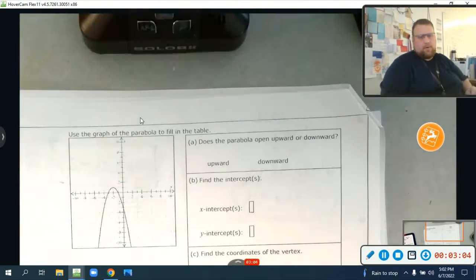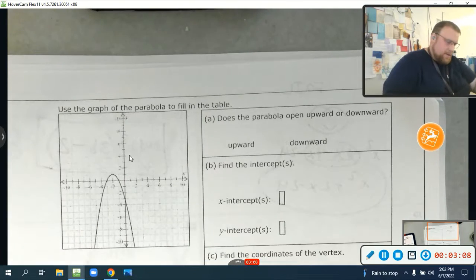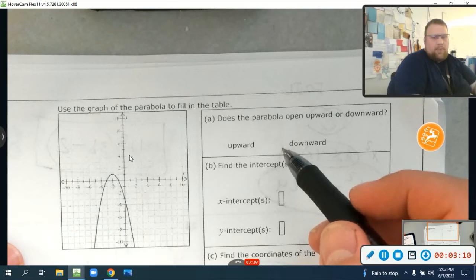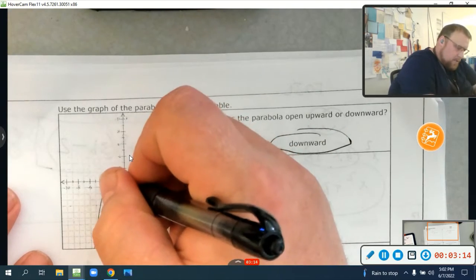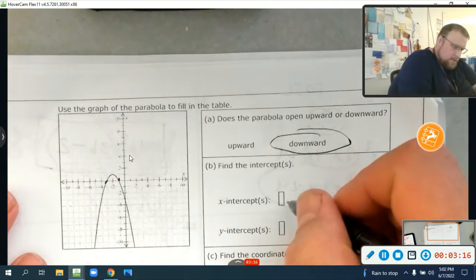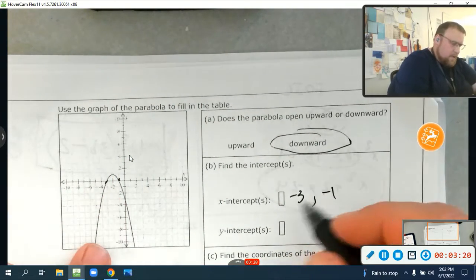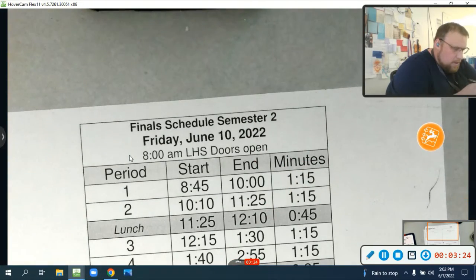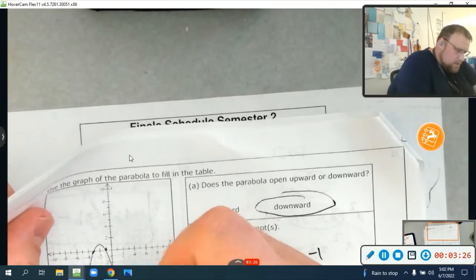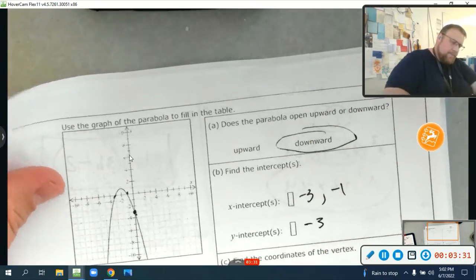Let's get into some quadratics and factoring. So looking right here at this graph, guys. First of all, is it opening upward or downward? Clearly downward. Find the x-intercepts. Well, that's right here at x equals negative 3 and x equals negative 1. The y-intercept, crosses through right here, which is at negative 3, right?